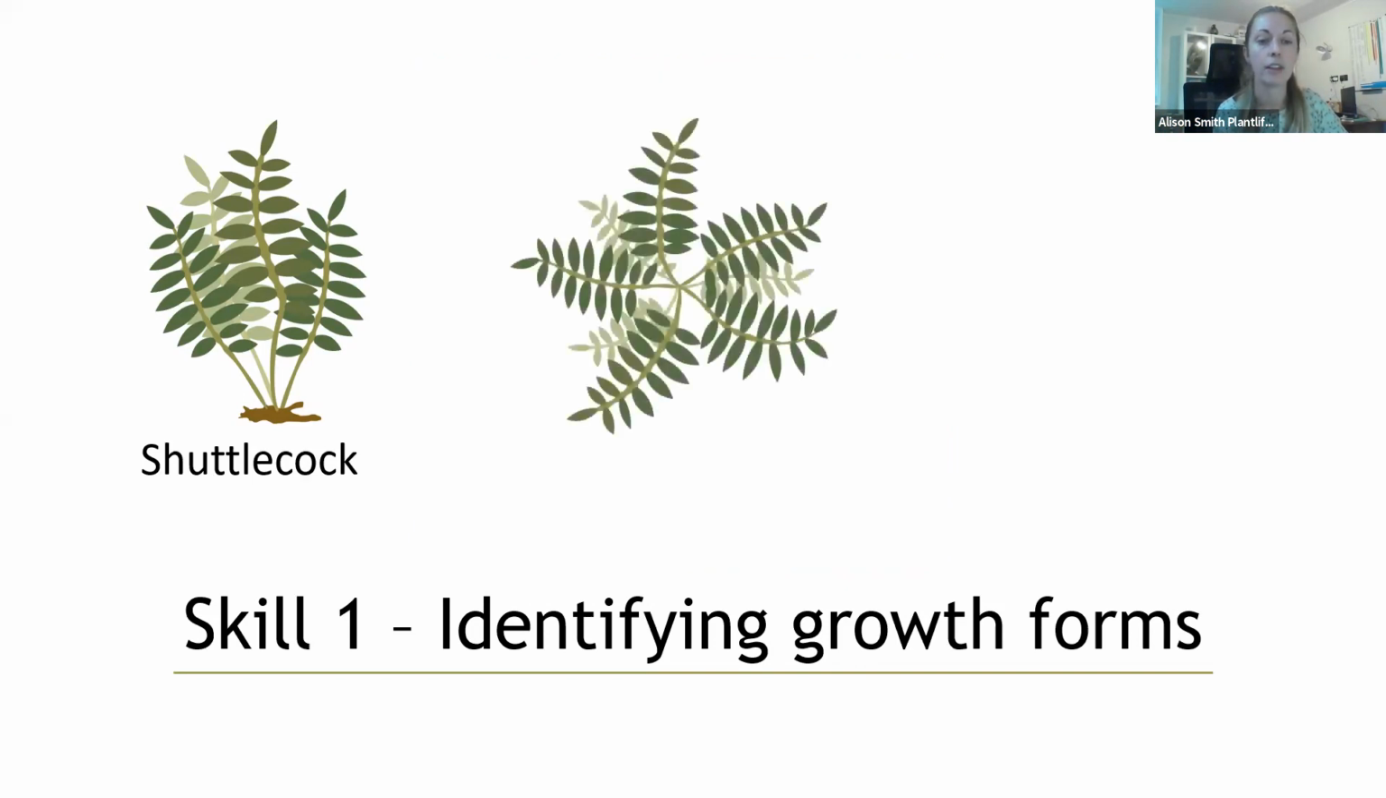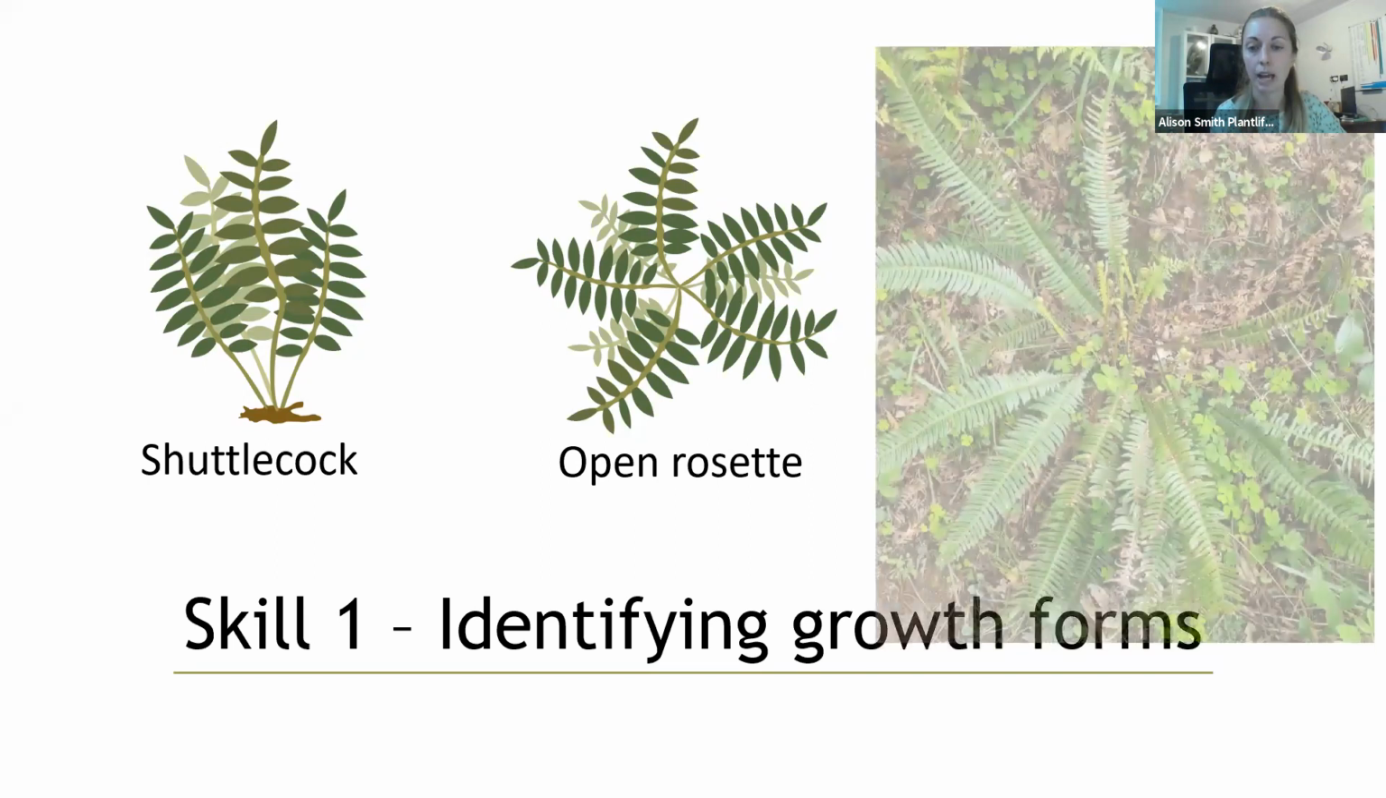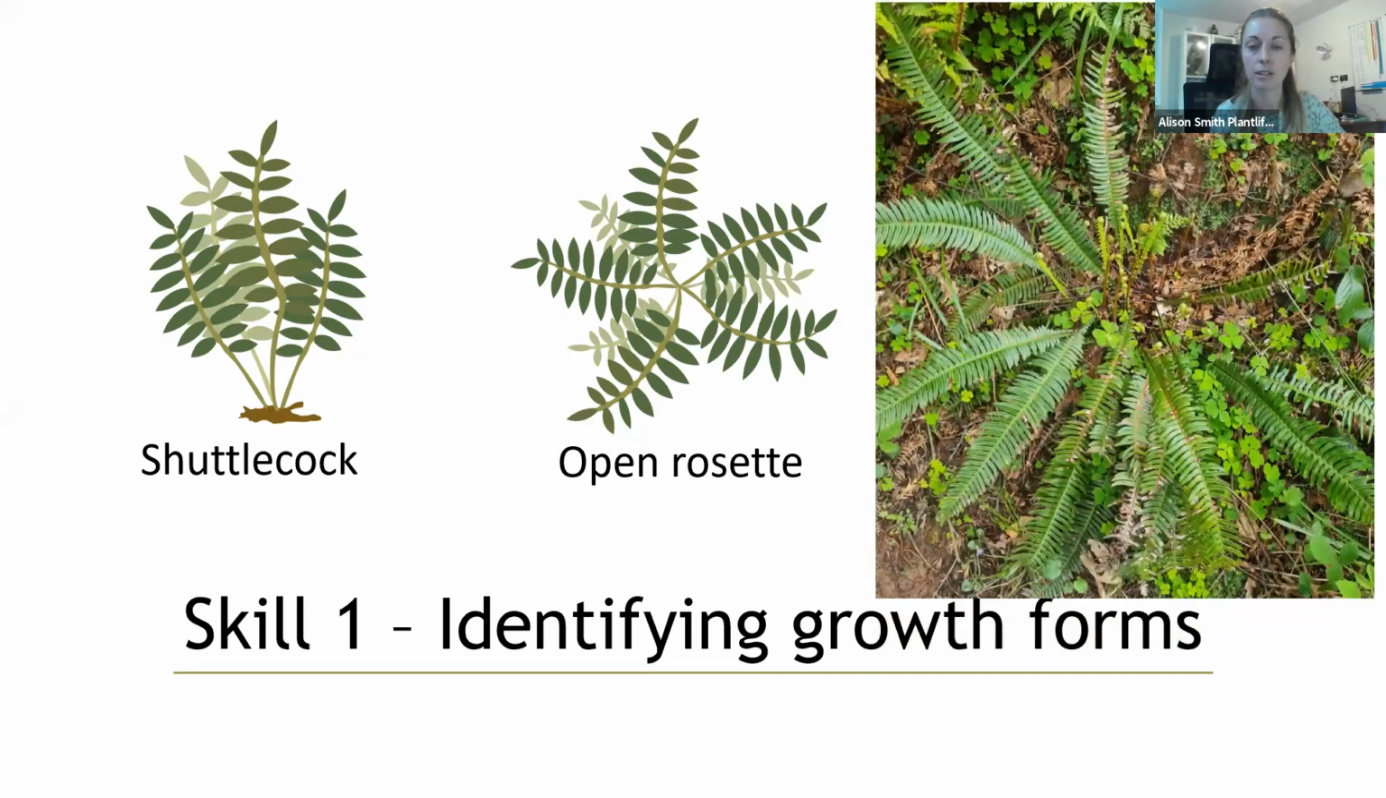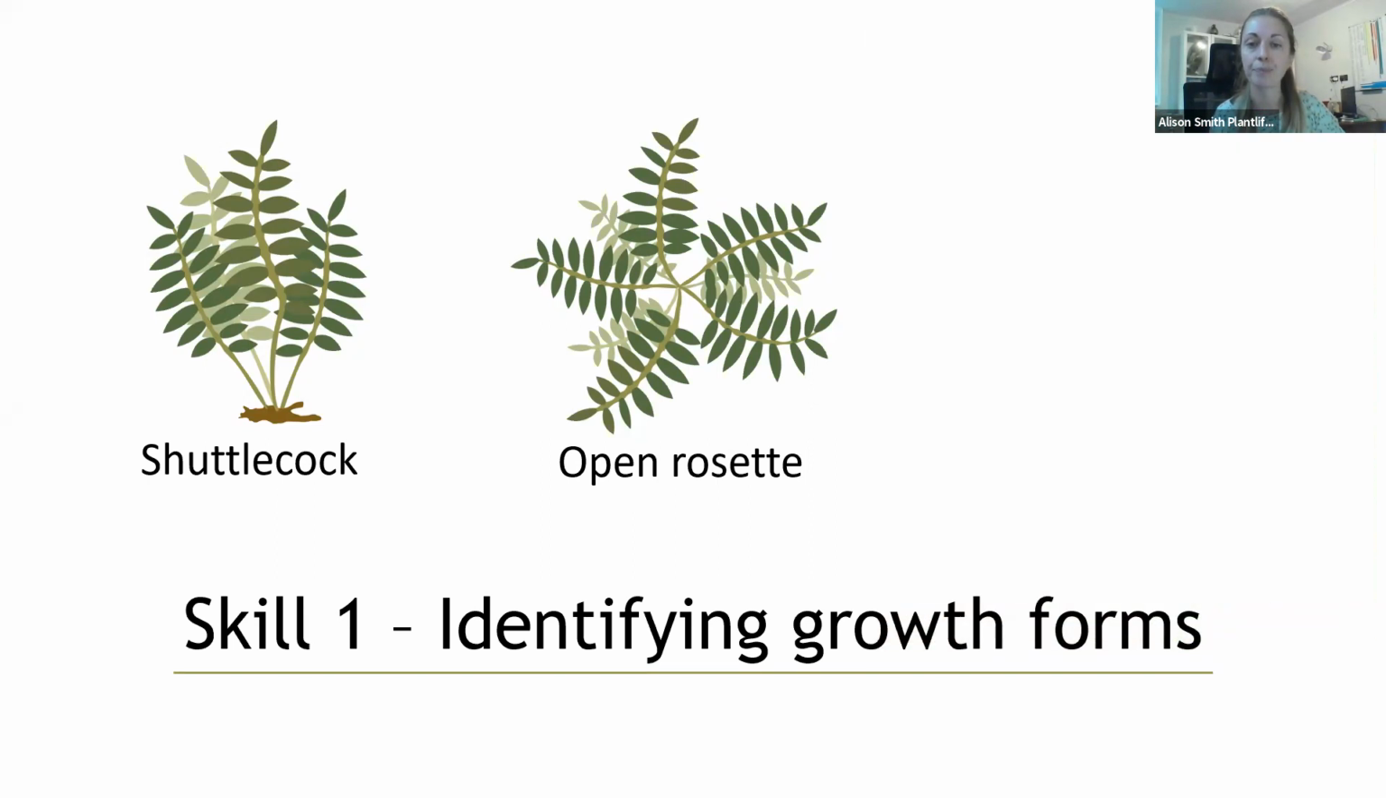We then have the open rosette. So this is similar, again, there's a vertical rhizome, and all of the fronds appear to arise from the same point in the ground or the substrate, but this time it's more lax, so they're not particularly upright. The fronds actually lie back, often touching the ground in an open rosette. There's an example of an open rosette there.